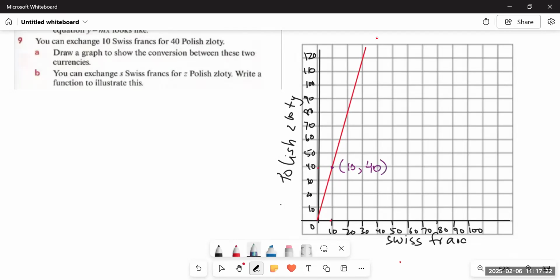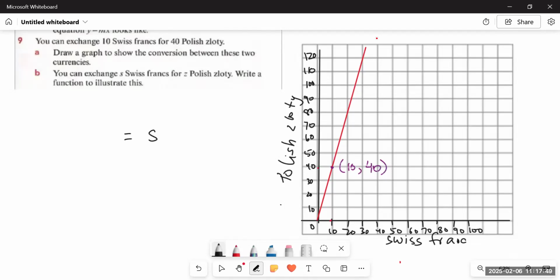Then they're saying you can exchange S Swiss franc for Z Polish zloty. Write a function to illustrate this. Students, keep in mind one thing, that whatever exchange you are provided with, just write down the smaller value on the right-hand side of the equation. It would be like Swiss franc has only 10 Swiss franc. It means we will write S over here, right?